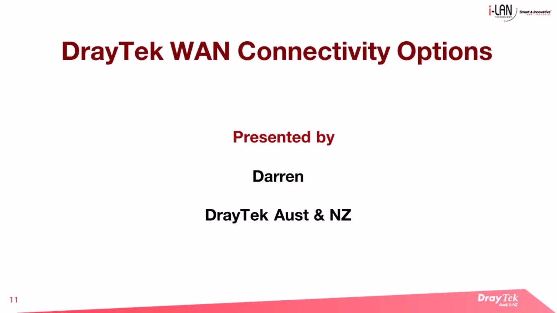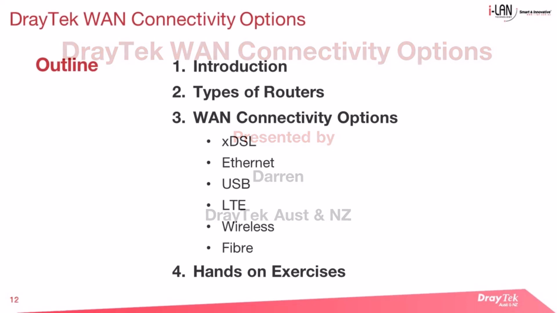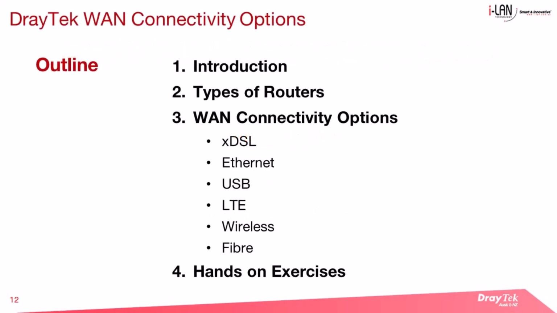In this session, we'll be looking at WAN connectivity options available in DrayTek routers. I'll go over some background information first relating to WAN connectivity, and then we'll have a hands-on session or two where we'll have a go at setting up and testing a couple of the different types of WAN connections. Here's an outline for the course. I'll start by introducing our routers, then we'll look at the different connectivity options available, which are listed here.